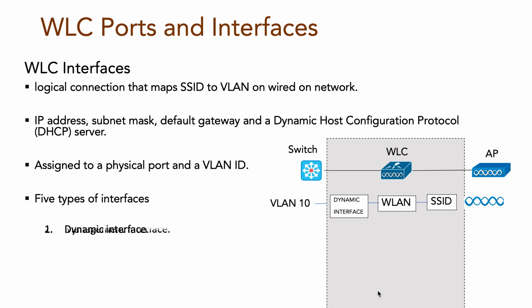Then we have the management interface. The management interface is the default interface for in-band management of the WLC. Used for traffic such as RADIUS user authentication, WLC to WLC communication, web-based and SSH sessions, and also SNMP, NTP, syslog, and so on. It is also used to terminate CAPWAP tunnels between the controller and its APs. It handles the layer 2 communication between the controller and any access points.